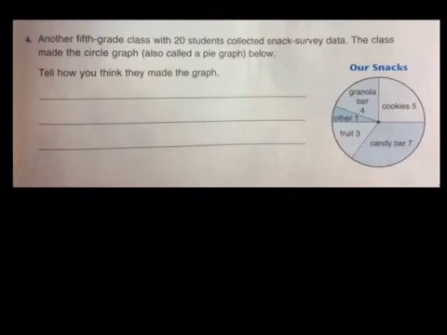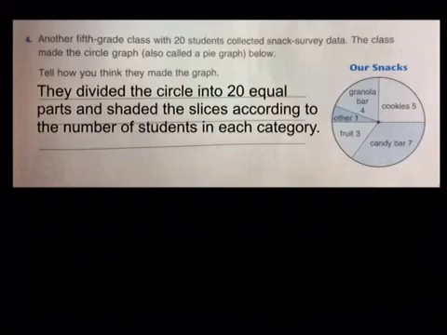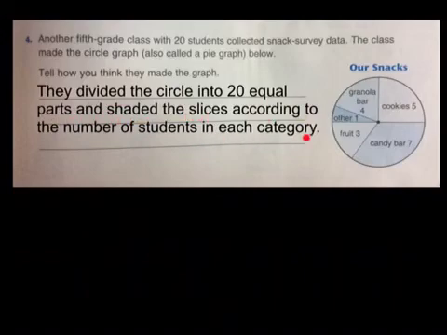What do you think? Feel free to write your own answer, or you can simply copy mine. They divided the circle into 20 equal parts and shaded the slices according to the number of students in each category. There we go. They could have colored them red, green, yellow, different colors, but they did different shades of blue, and it was labeled with the number of students. So it's very, very obvious.